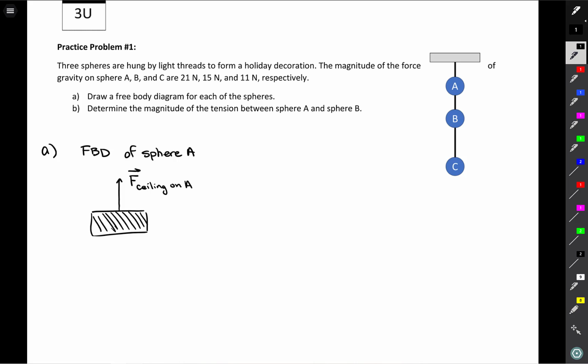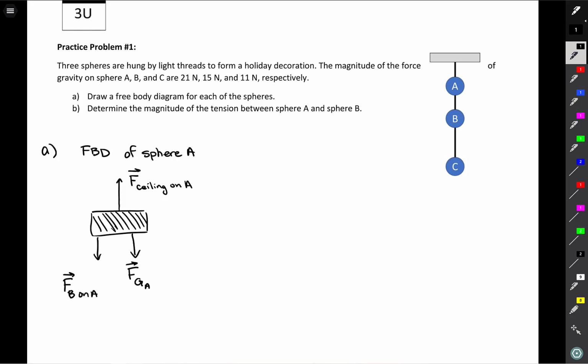Okay, so that's the ceiling acting on A. Now we also have a string acting downwards from A connecting to B. So we would say that that is the force of B on A, partly because if you think about what's applying that force on A, it's the fact that there is a mass B. Okay, so we have two forces here, and we don't want to forget the fact that since the sphere has mass, it's going to be interacting with Earth in the form of the force of gravity. So we also have a downward force, and we'll call it Fg, with the subscript A to represent that. That's the force of gravity acting on A. Okay, so this would be the free body diagram for sphere A.